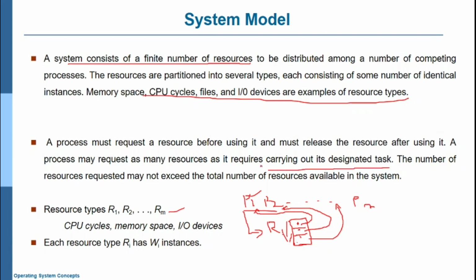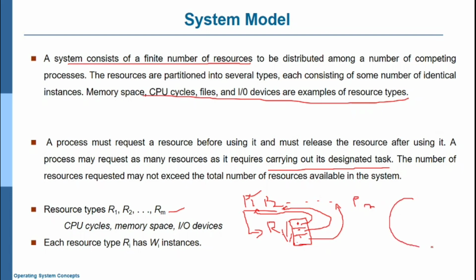If a process is designated to complete any task, it requires many resources, so those resources have to be taken with permission. Before making use of any of the resources, it has to take permission from the concerned resource owner. The number of resources requested may not exceed the total number of resources available in the system.